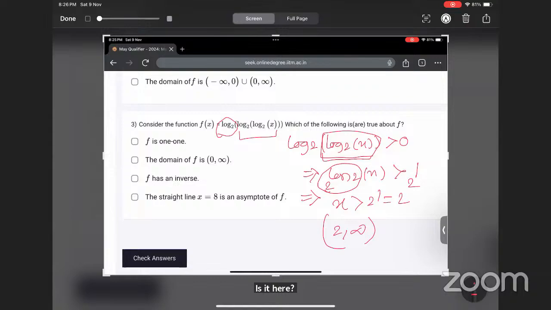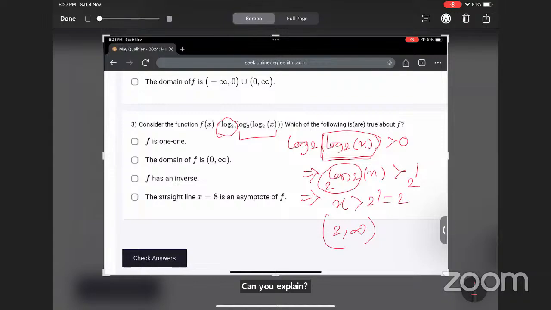Ma'am, why is option D not right? Okay. So you just have to calculate the asymptote. If x equals 8 is an asymptote, then you should get some infinity or minus infinity as x tends to 8. So we can take x tending to it.